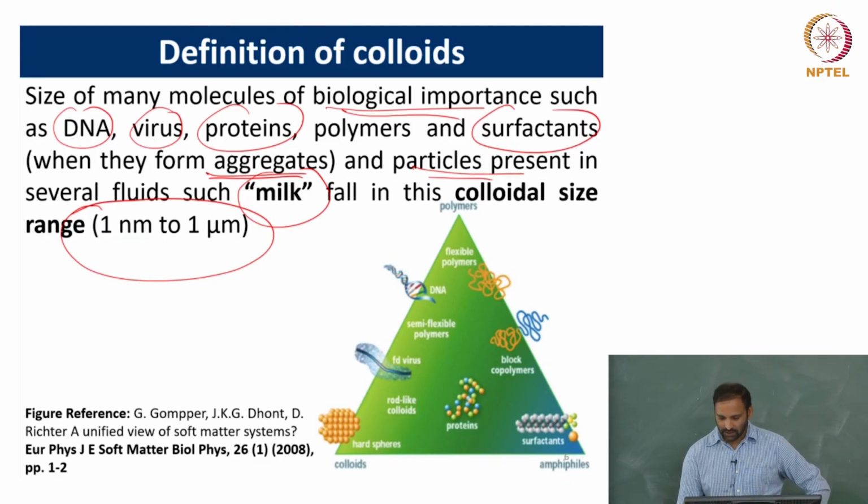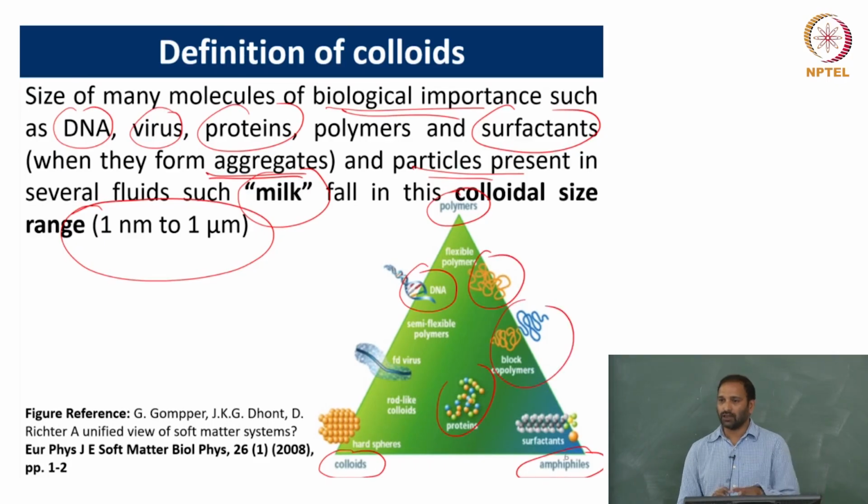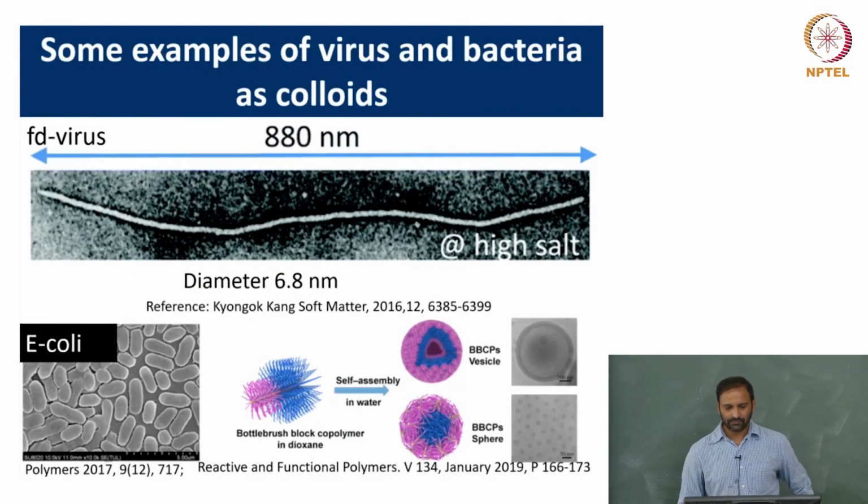So, this is a triangular diagram. On one apex you have polymers, on the other apex you have solid particles, and on the other apex you have surfactant molecules, which are also called amphiphiles. And several different things in between: DNA, polymers, block polymers, proteins. So all these materials, when people are working with them in solution, invariably form aggregates of 1 nanometer to 1 micrometer dimension. Therefore, there is a lot of interest in looking at such systems. Just to give you some examples, I have taken a few examples again from biology.